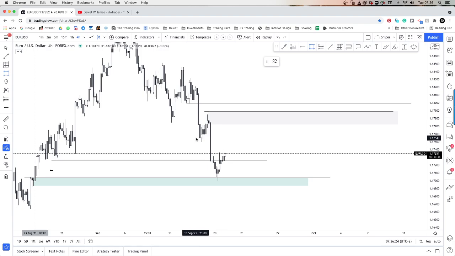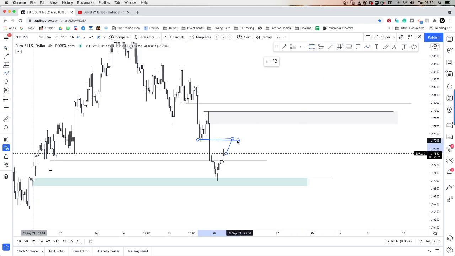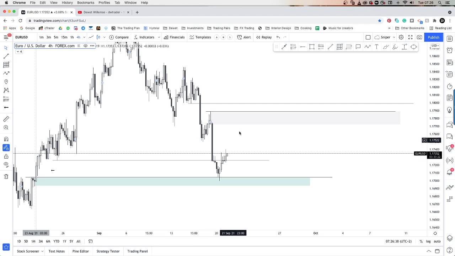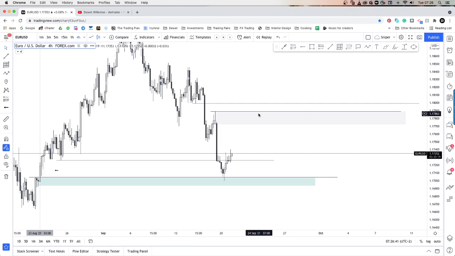Possibly a reaction around this area, just because that's previous support could be seen as new resistance. You could see price respecting this area, doing something like this maybe. But I think I am more bullish now. Definitely more bullish, filling all of this empty space. This is a big range that we can be trading to. So yes, that is what I'm looking for.